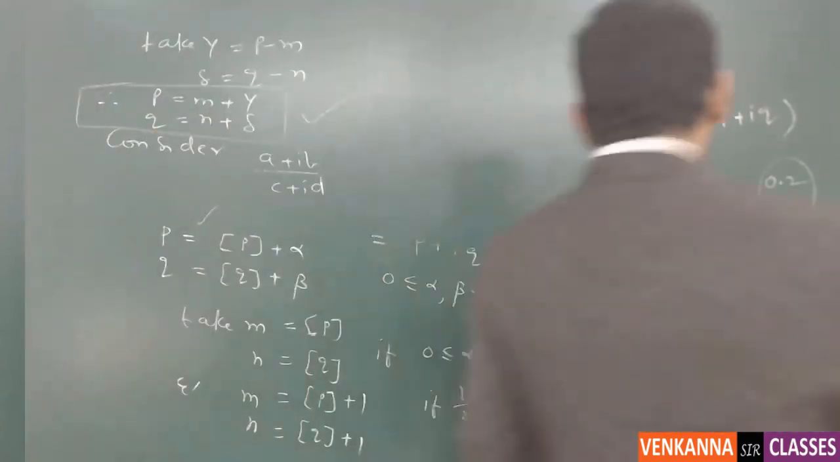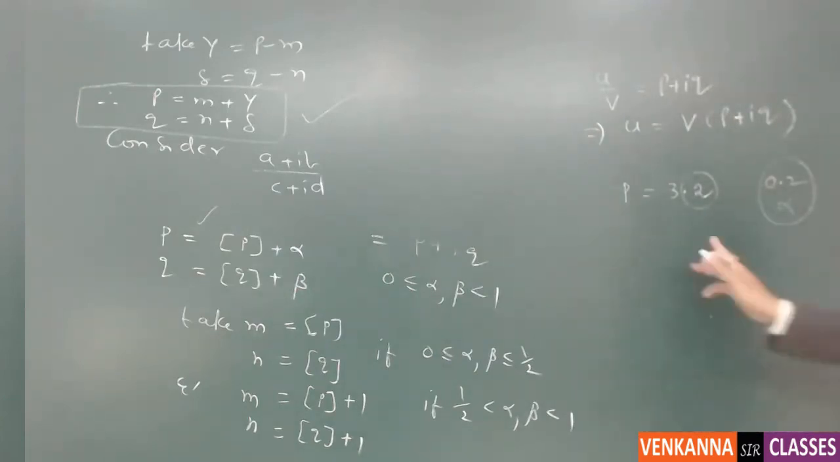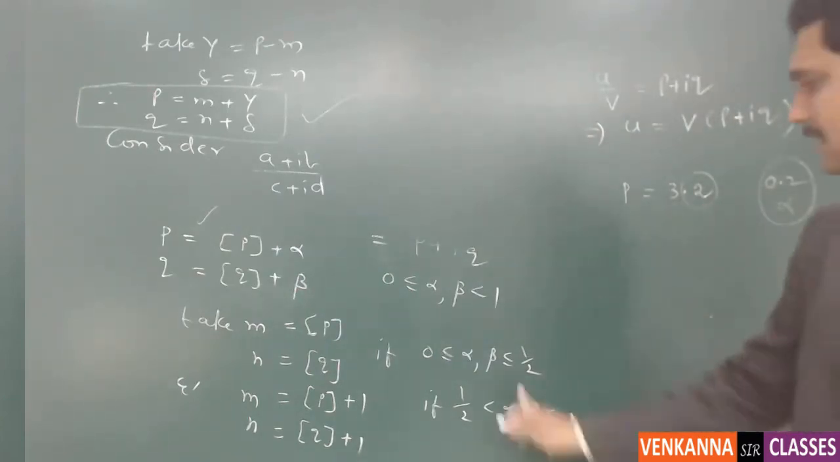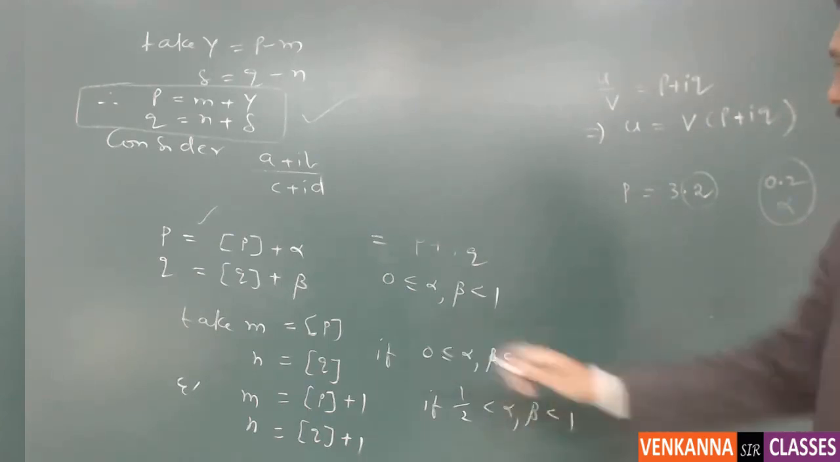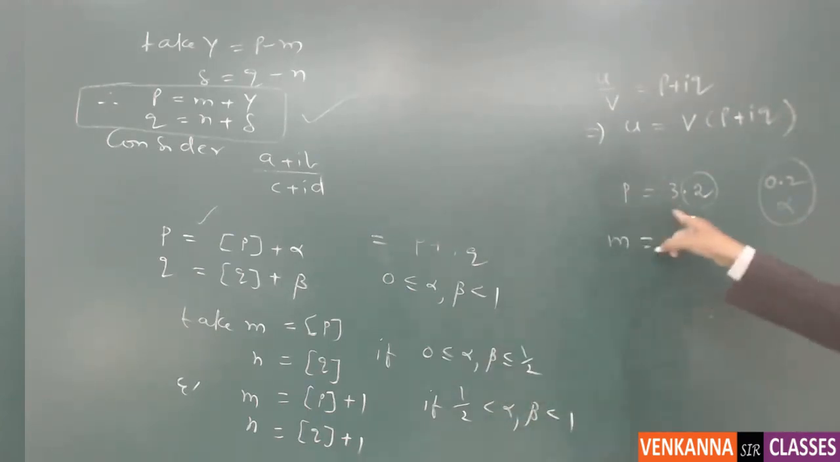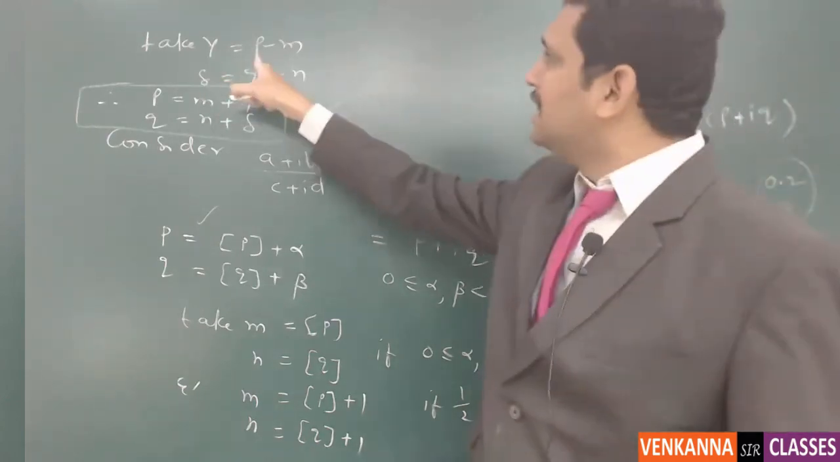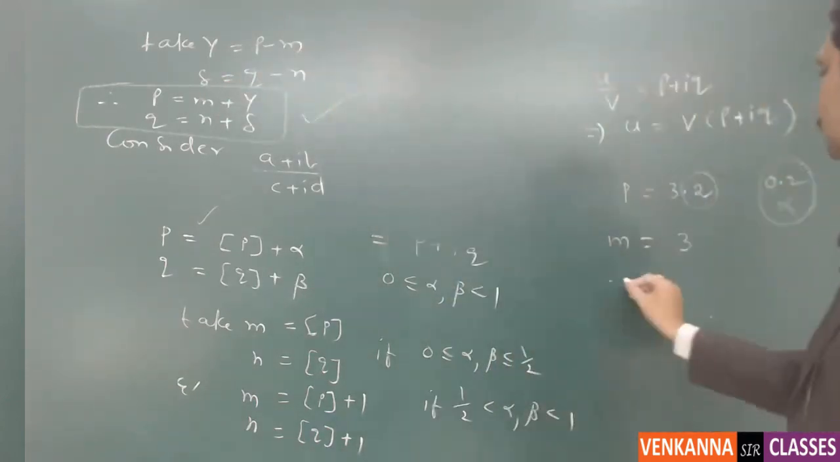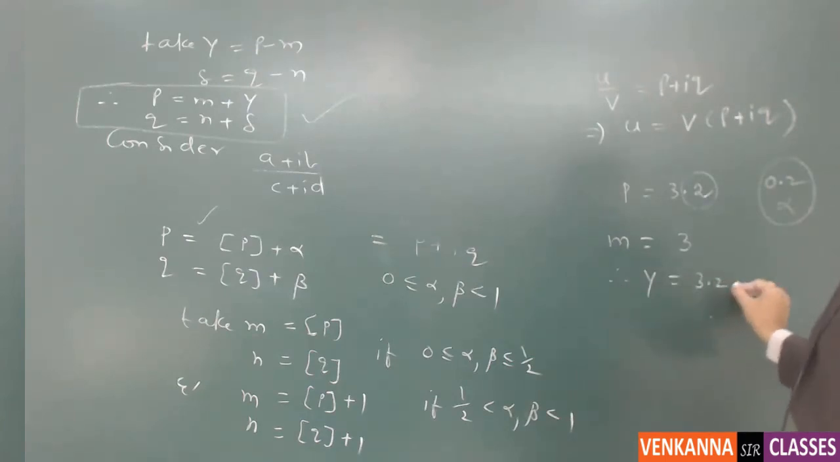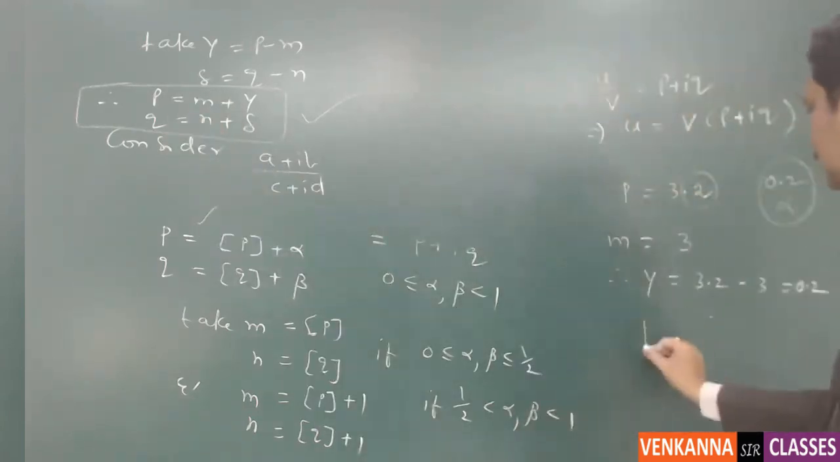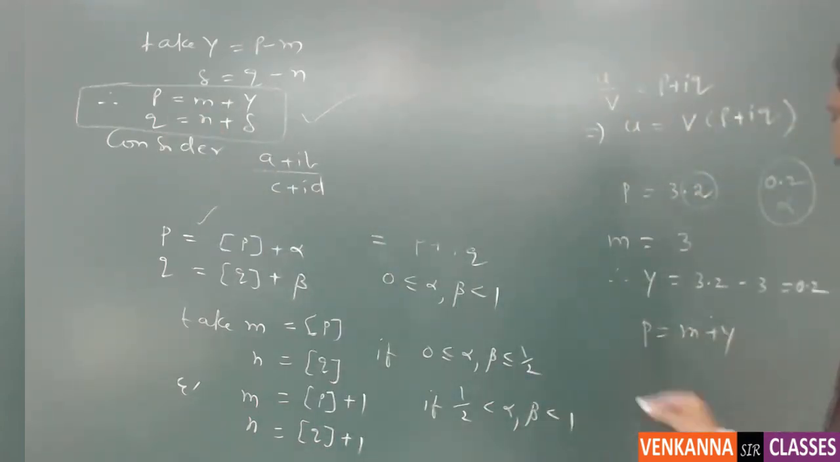So if you consider this example, since the fractional part is less than or equal to half, I will take m equal to the integer part of 3.2. So this is 3. Right? And I have taken gamma equal to p minus m. Therefore, gamma is equal to 3.2 minus 3, which is 0.2. And I have mentioned that p is equal to m plus gamma, 3.2 is equal to 3 plus 0.2. Accepted?